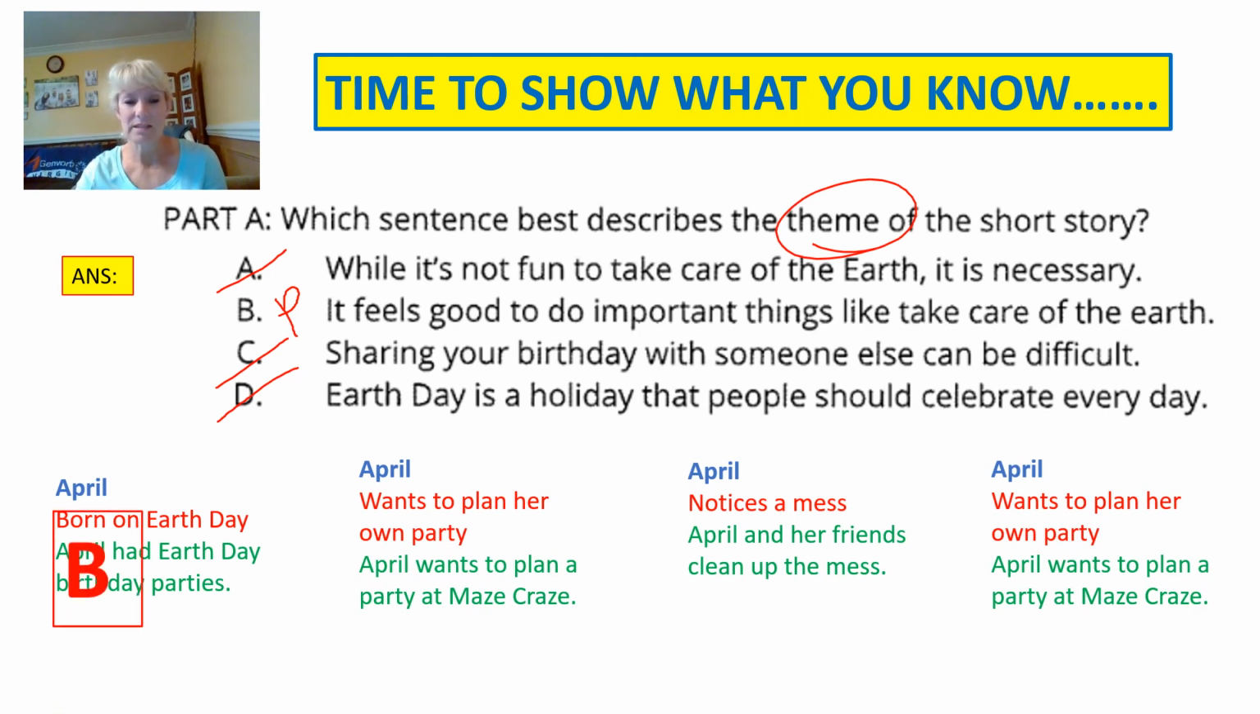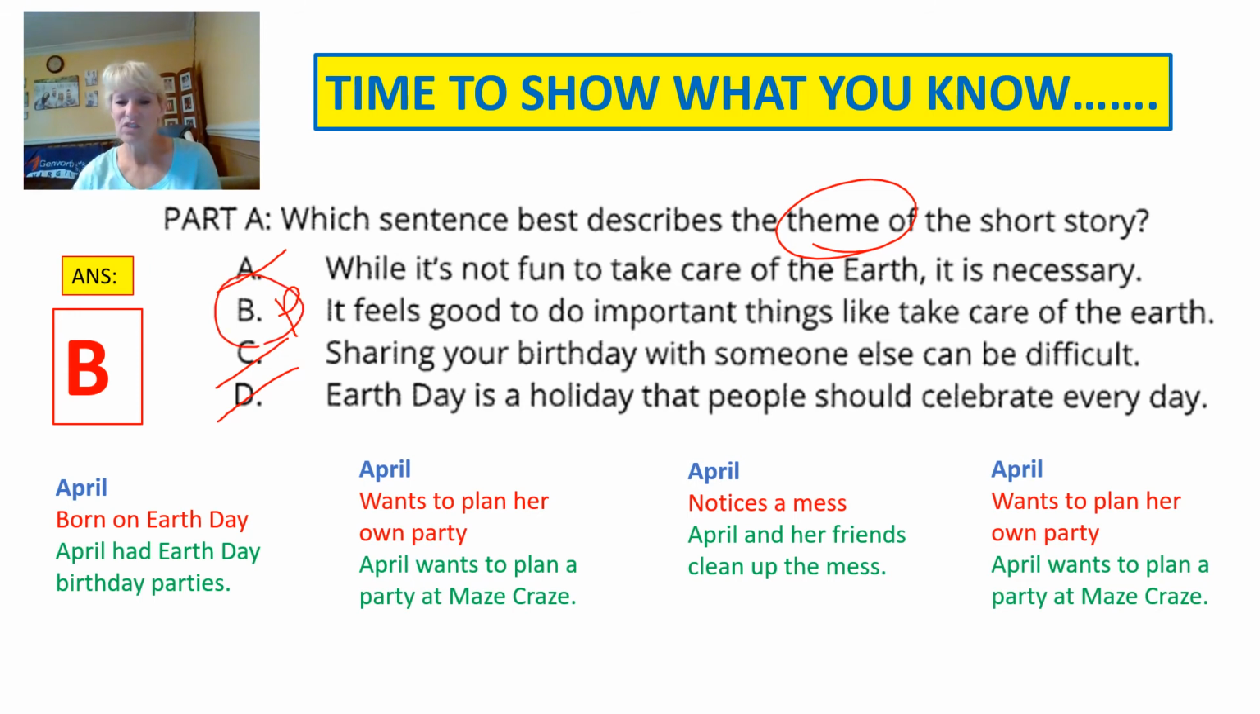And I'm going to say based on what we see down at the bottom, we're going to choose letter B and say it feels good to do important things like take care of the earth. That is something that was kind of the theme that we notice throughout the story.